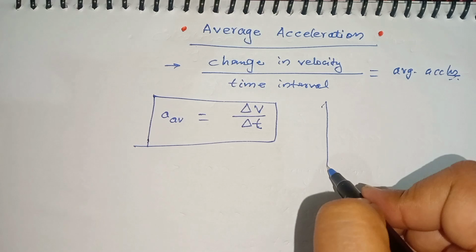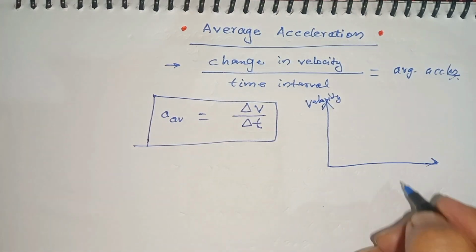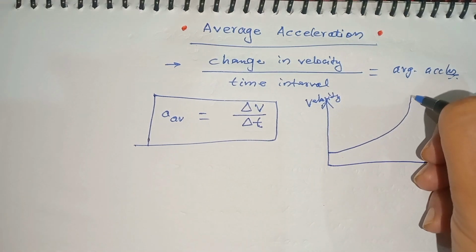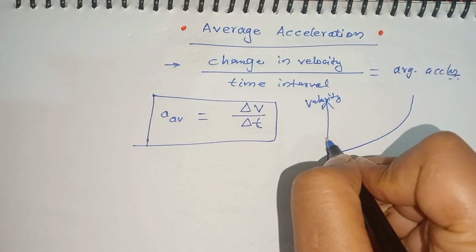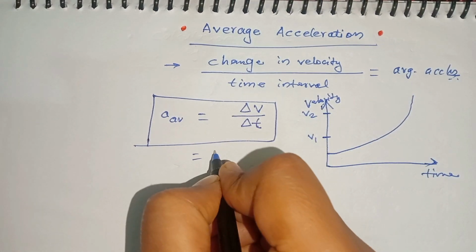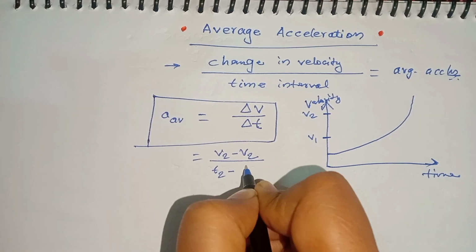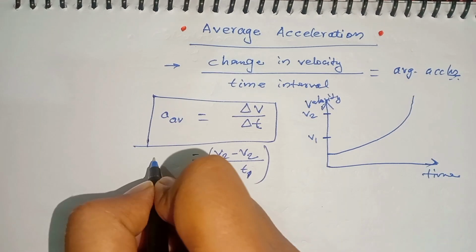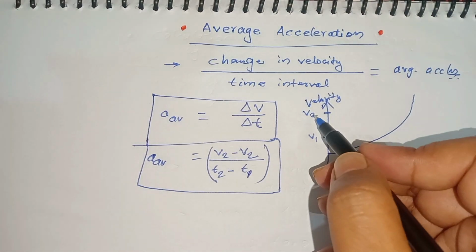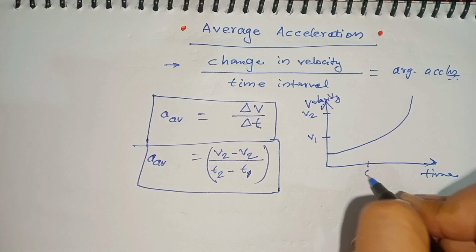Graphically, suppose this is a velocity-time graph, with velocity here and time here, where the acceleration is plotted in this way. Let us suppose here it is v1, here it is v2. Delta v means the velocity difference, and delta t the difference of timings. We took v2 and v1, and here we can take t1.